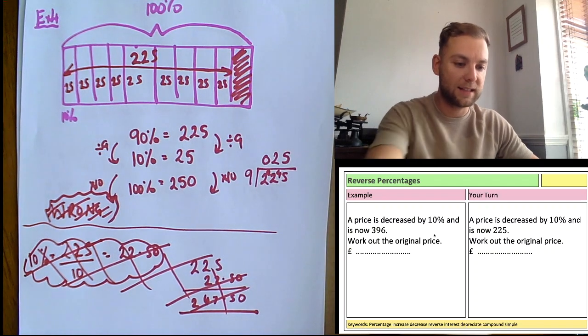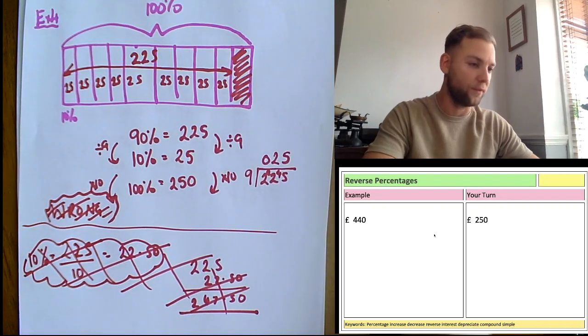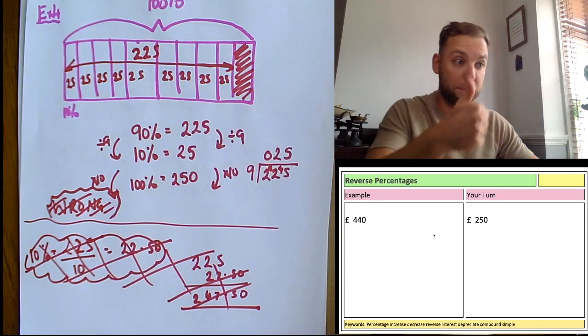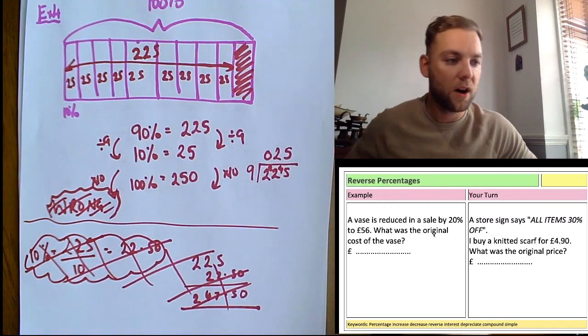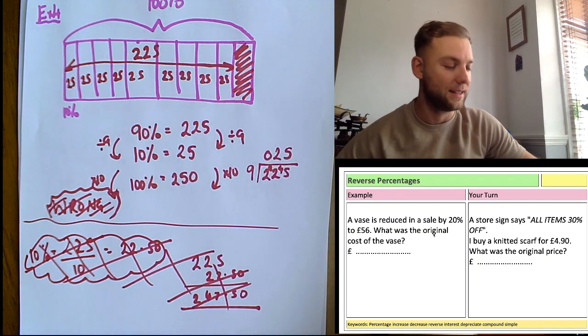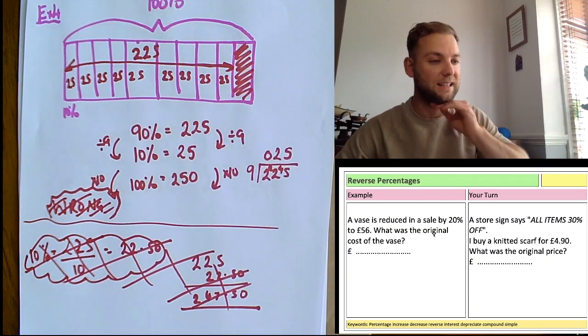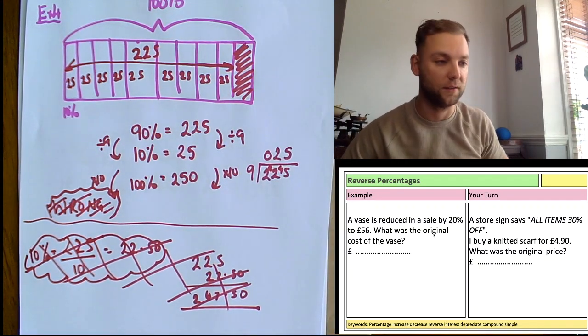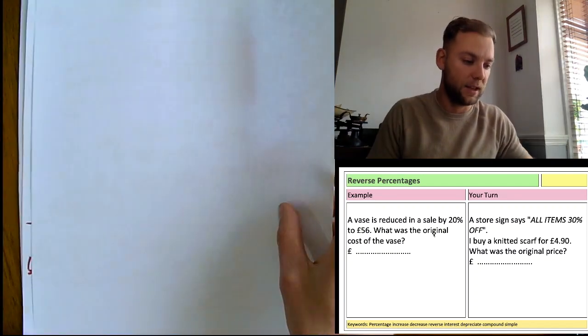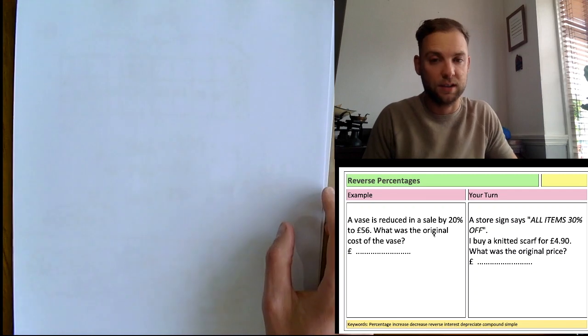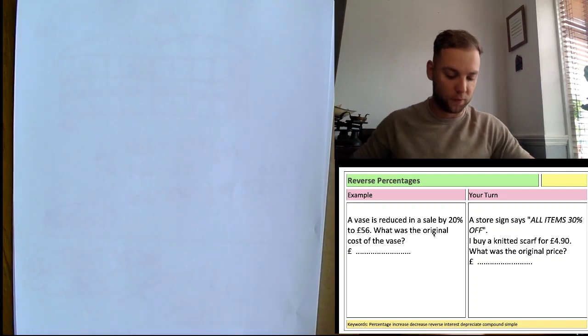So let's have a just check of those questions. So 440, brilliant. 250, brilliant. So let's have a look at our next ones. So a vase is reduced in a sale by 20% to £56. What was the original cost of the vase? So I think we should be able to do this one as well. I think we should be fine with this. If you do want to pause and have a go at this one yourself, do. If not, I'm going to go through it now.